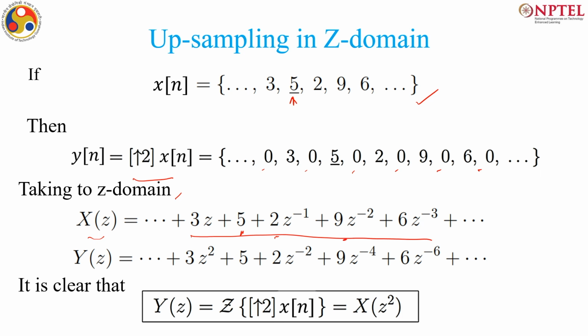What happens if I do this to y? Since there are zeros at the odd values of n, the odd powers of z will be missing. Now, if you clearly compare these two, we see that the only change is that the power of z is doubled. So, I can conclude that if I upsample a signal by a factor of 2, my spectrum y of z will be x of z squared.